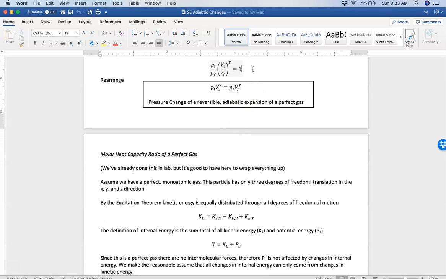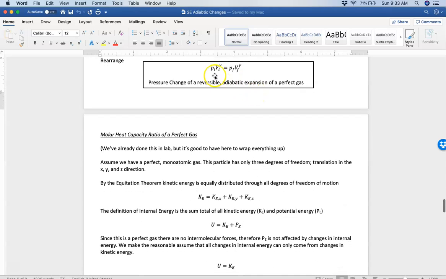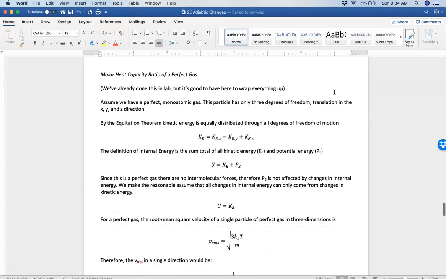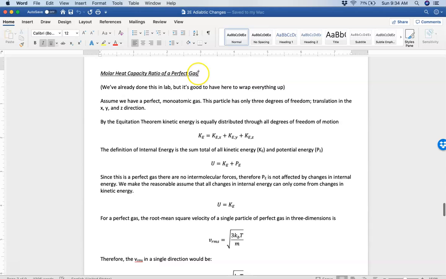So all of that work was to clean up our expression where we can finally rearrange it into this final form where the pressure initial times the volume initial raised to the heat capacity ratio equals the pressure final times the volume final also raised to the heat capacity ratio. And this is going to be our equation for the pressure change of a reversible adiabatic expansion of a perfect gas.